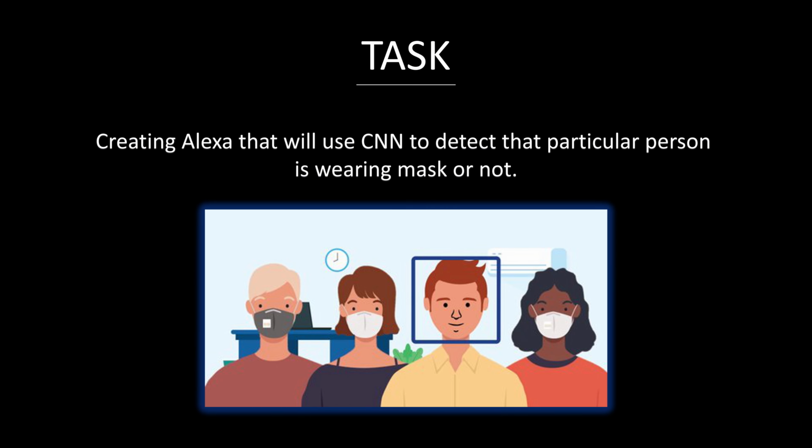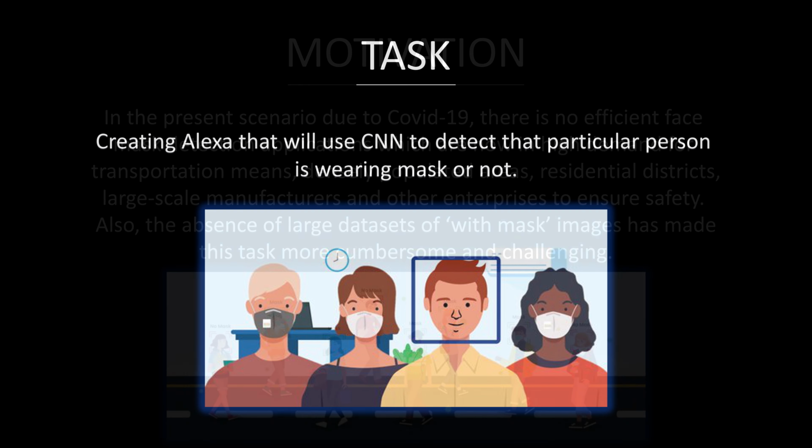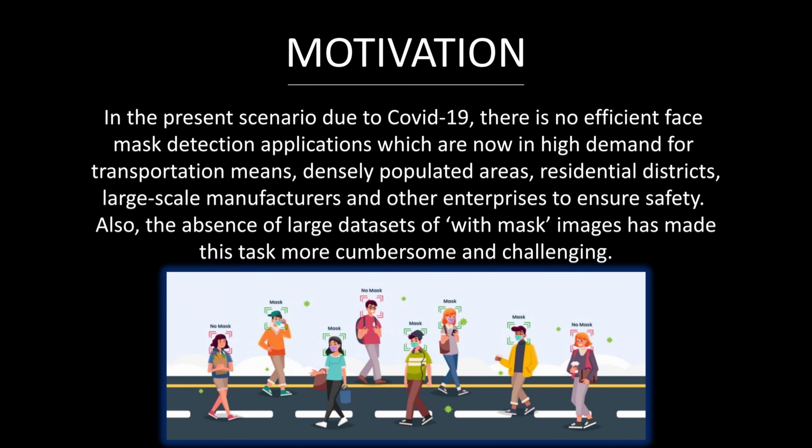The task is to create Alexa that will use CNN to detect whether a particular person is wearing a mask or not. The motivation behind this project is that, in the present scenario due to COVID-19, there are no efficient face mask detection applications, which are now in high demand for transportation means, densely populated areas, residential districts, large-scale manufacturers and other enterprises to ensure safety. Also, the absence of large datasets of with-mask images has made this task more cumbersome and challenging. Now let's discuss its features.